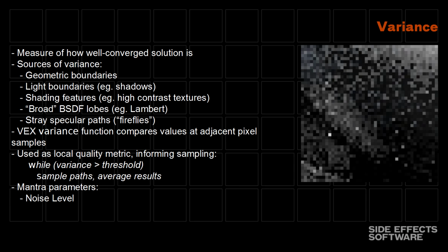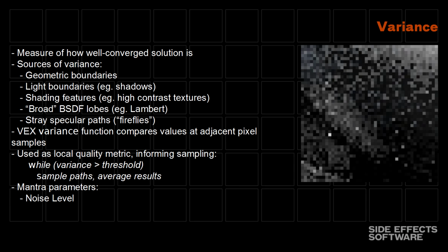And so we have things like broad BSDF lobes because when we looked at the Lambert function, we can see that we're sampling over a great degree of the hemisphere. And so there's more chance of each one of those paths intersecting high variance or high illumination segments of the scene. We also have stray specular paths, which introduce artifacts like fireflies that we see. And that's just specular reflections carrying on through the scene and summing quite high illumination values.